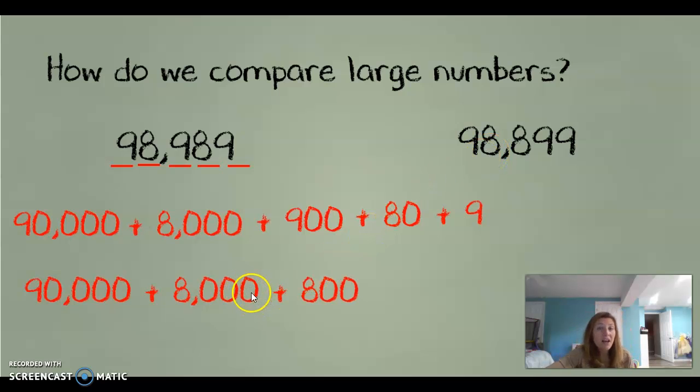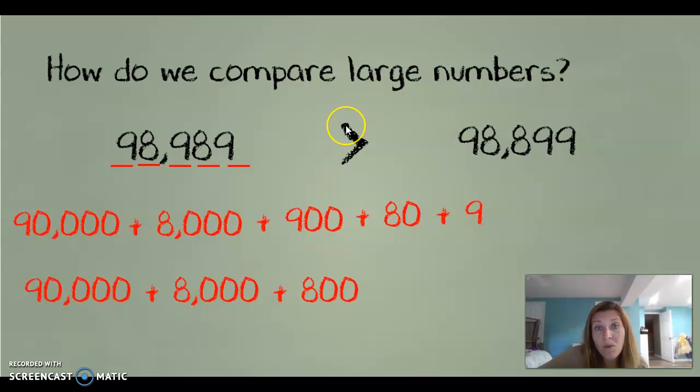If I move to the hundreds place next, keep moving to the right, we see that in our first number, we expanded this to 900. In our second number, it is 800. So we can stop there because we have a difference. The ten thousands value was the same, the thousands value was the same, but the hundreds value is different. And we see that 900 is larger than 800. So that tells us that our first number is larger than our second.